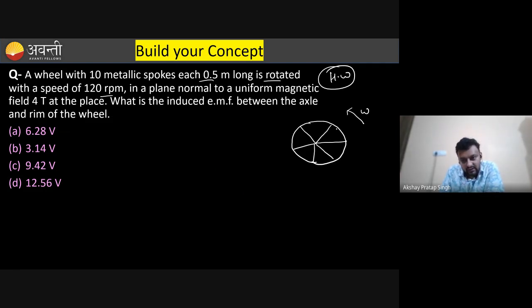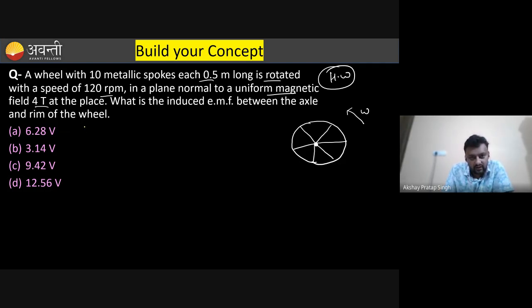Can you see that when this wheel is rotating about its axle, then each rod is rotating and some sort of EMF will be developed in each rod or each spoke, clear? And the magnetic field was given as 4 Tesla at that place. First of all, we will collect the data.